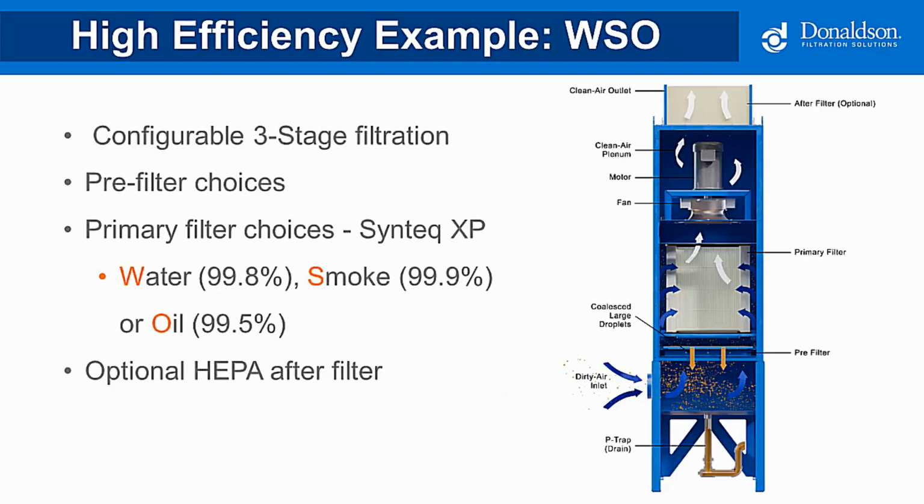Here's a quick example of our high efficiency cartridge collector, the WSO. It's a 3-stage collector. It's very versatile because you can select your different stages for your specific process and efficiency goals. For things like water soluble, smoke, oil mist, you can get over 99% efficient down to 2 microns or smaller in some cases with just the primary filter. This primary filter is a little bit unique because it doesn't use resins to bind the fibers together, so it drains and breathes better. If you're generating a lot of submicron mist, you can always spec it with a HEPA.